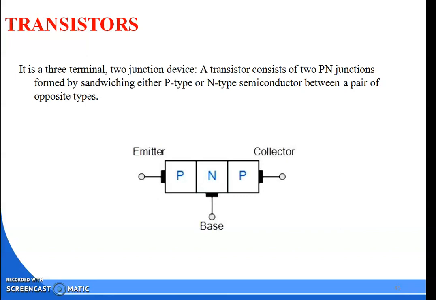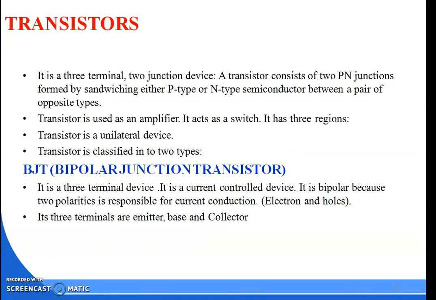Transistor, you know better than me. A transistor is a 3-terminal device. It consists of 2 p-n junctions, sandwiching either p-type or n-type semiconductor between a pair of opposite types, that is P and P. So a transistor is a 3-terminal, 2-junction device.